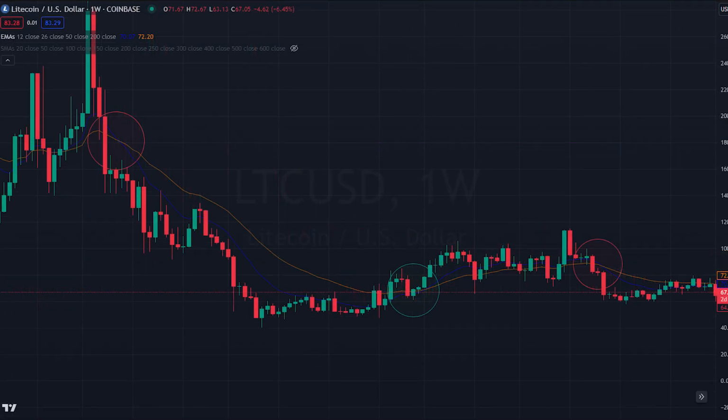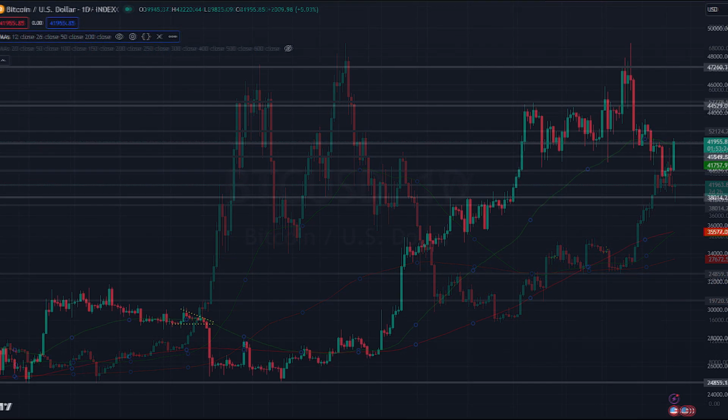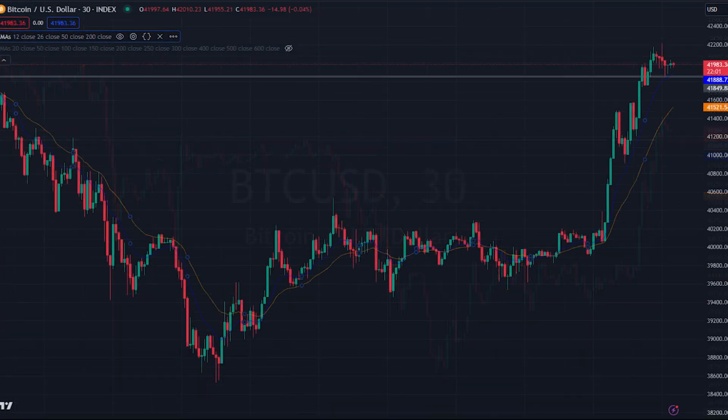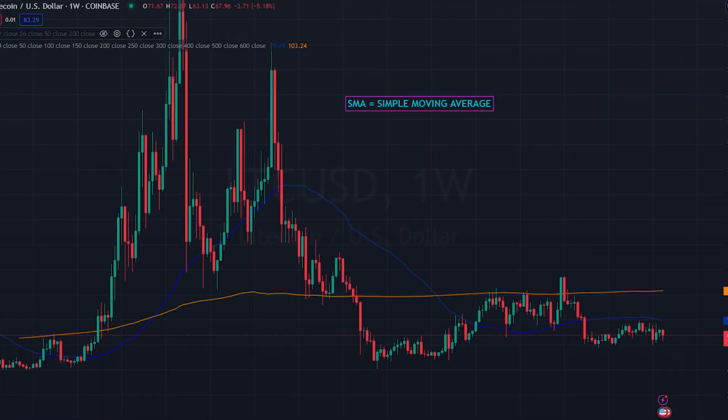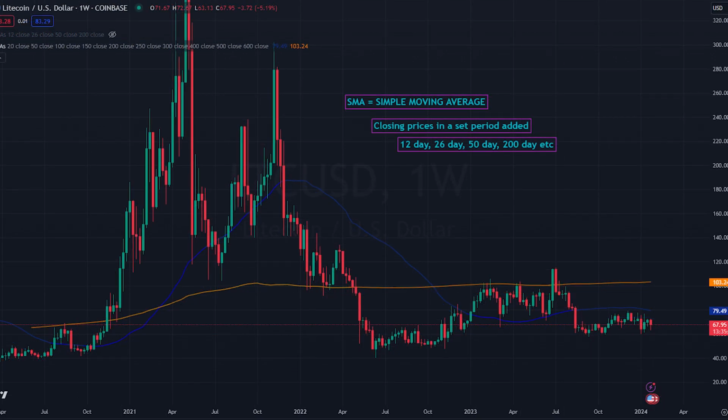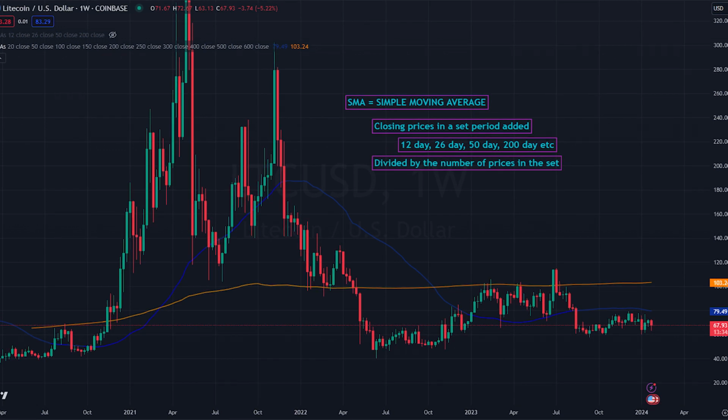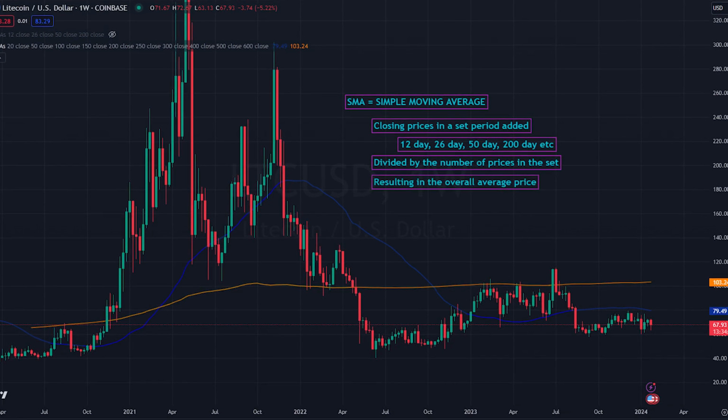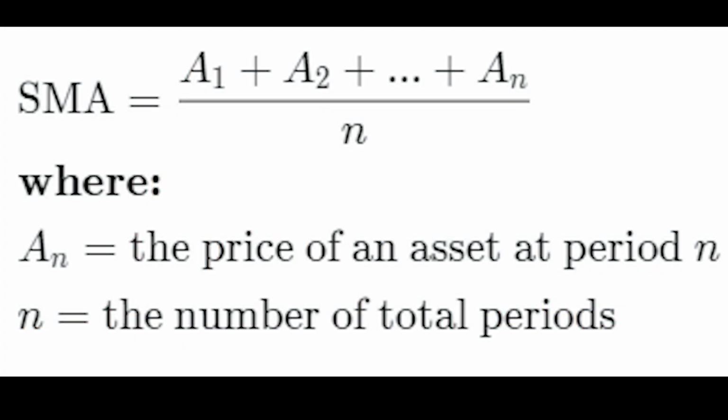These indicators can be used to help us gain insight into price action history, especially when used with confluence and on multiple time frames. So we're going to start with a simple moving average, or the SMA. It's calculated by a set of closing prices that are added together and then divided by the number of prices in that set. This value gives you the overall average price. If you're a math geek, here's the equation.